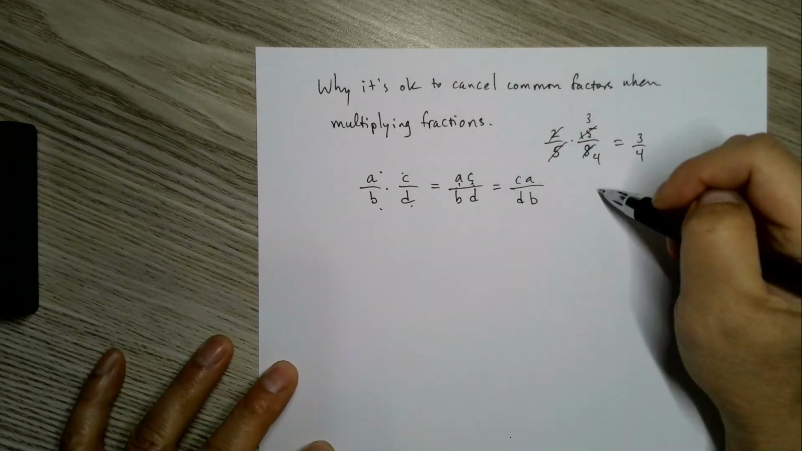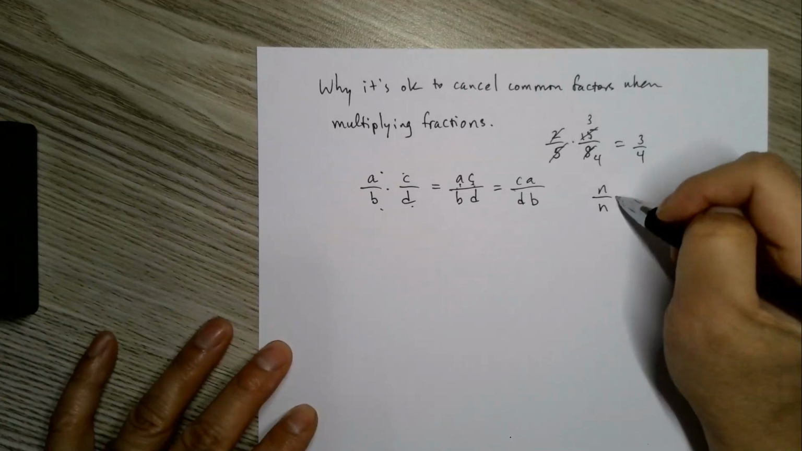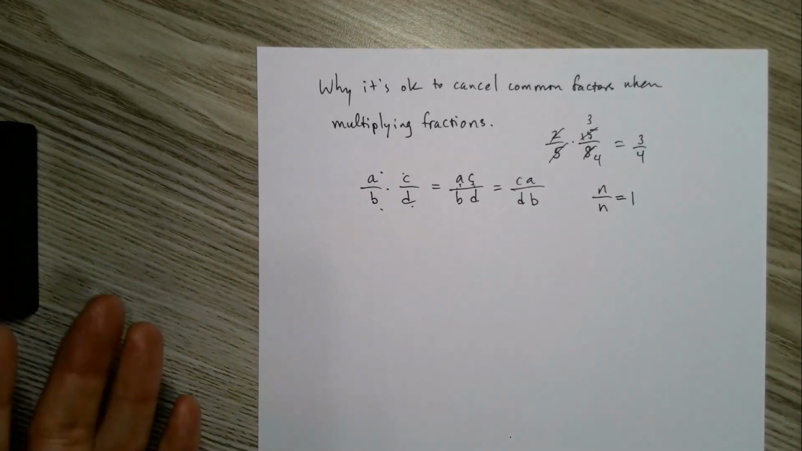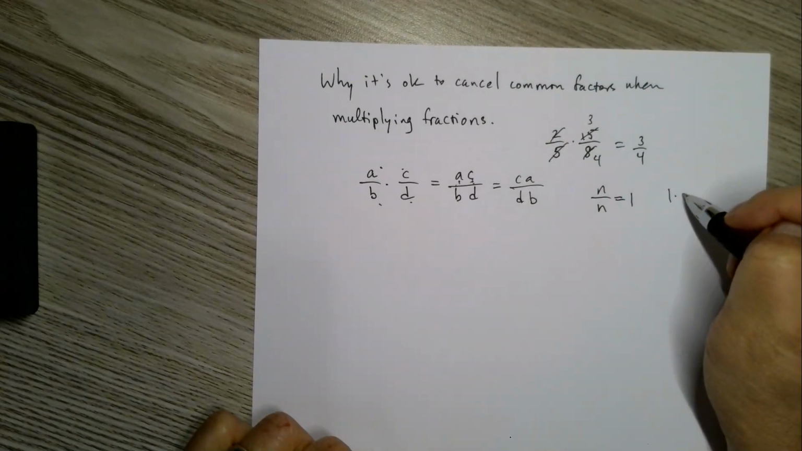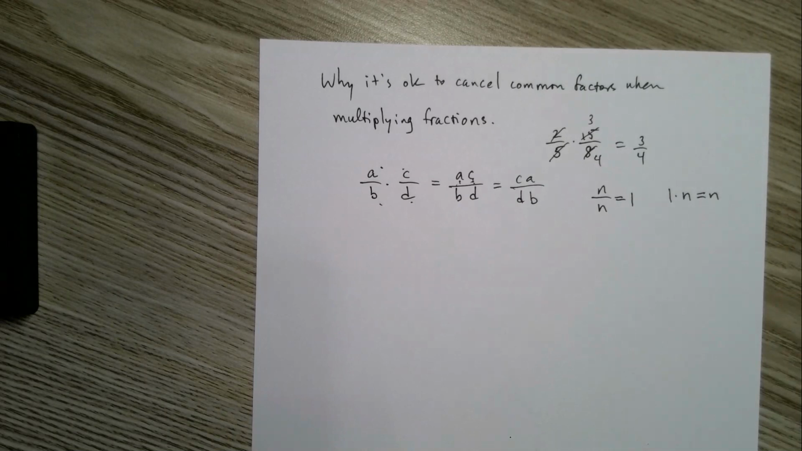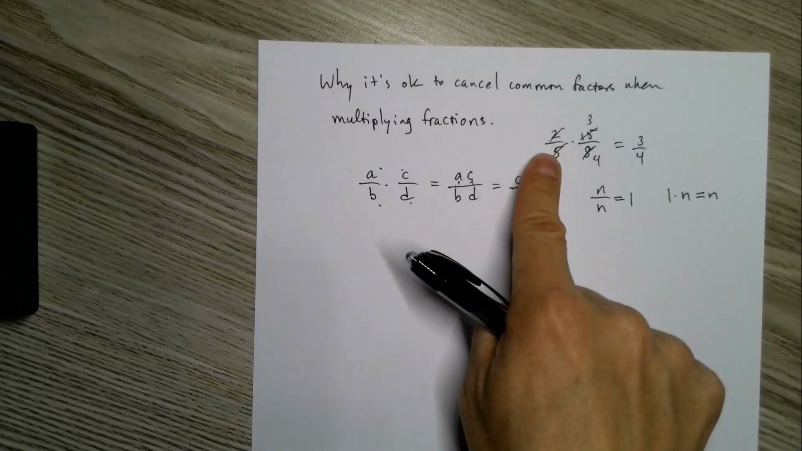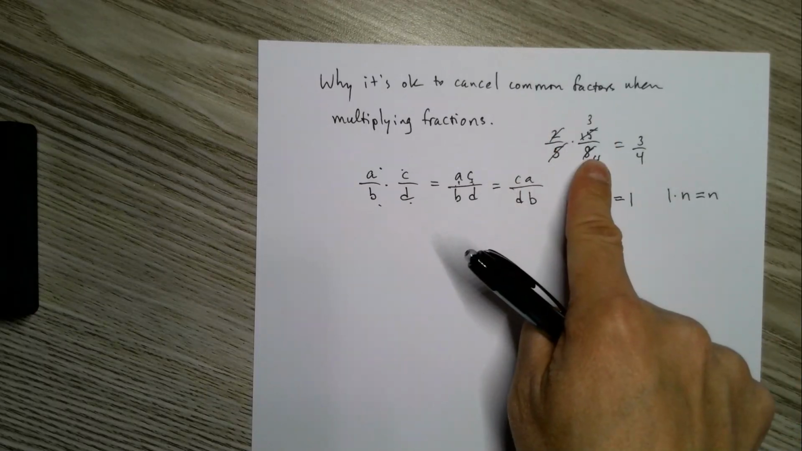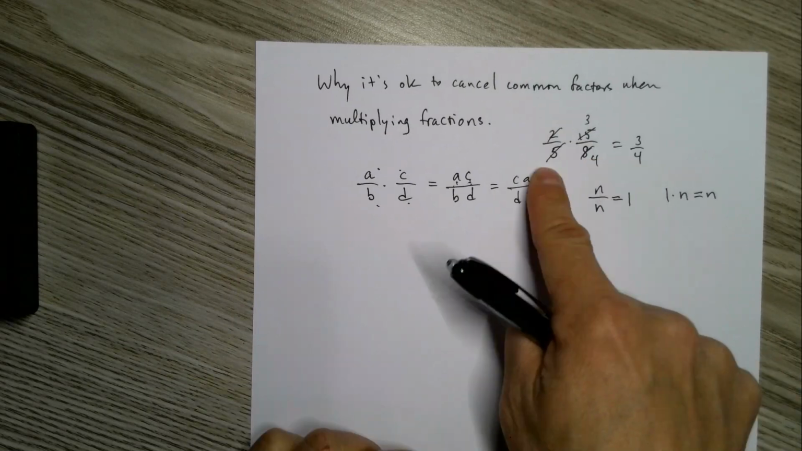Something else you need to know is that any number over itself, except for 0, is 1. You probably knew that. That's just something we're going to use in a second. And any number times 1 is itself. These are all the ingredients we need to prove that 2/5 times 15/8 equals 3/4 through the method of canceling common factors.